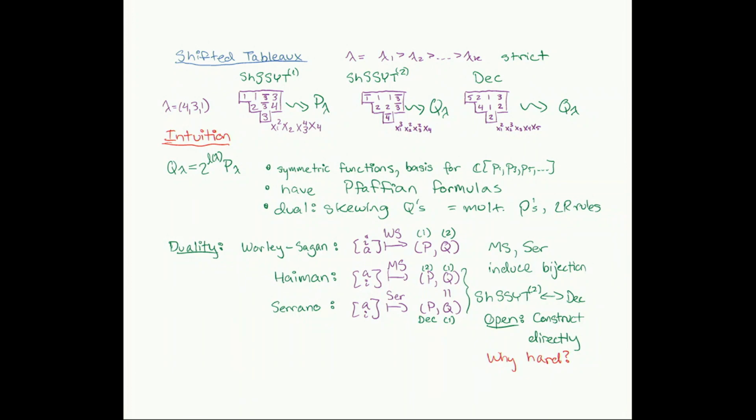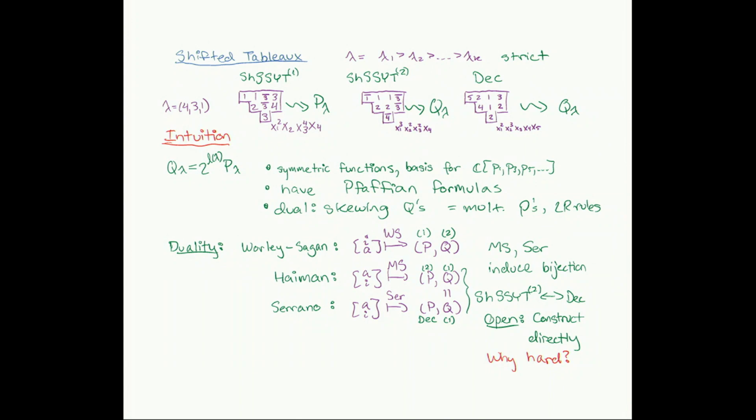It's not exactly an open problem because you can sort of compose the Haiman and Serrano bijections to produce something, but it's not intrinsic to the objects. You have a whole bunch of intermediate data that's really superfluous in order to produce this bijection. And so I think it would be really interesting for those of you who love tableaux if you thought about trying to construct a direct bijection between shifted semi-standard tableaux of this second type and decomposition tableaux.